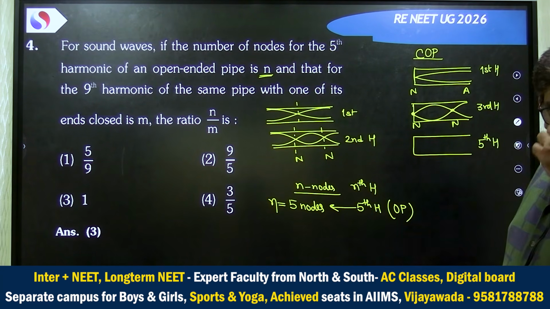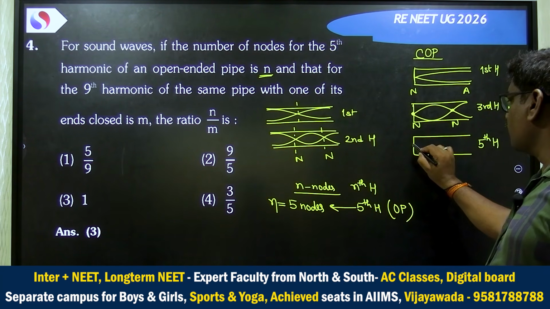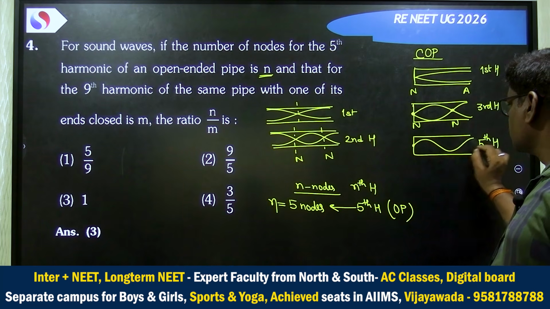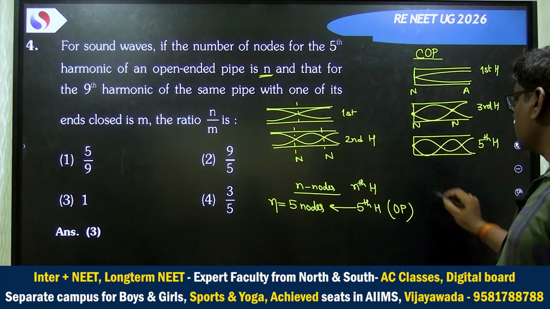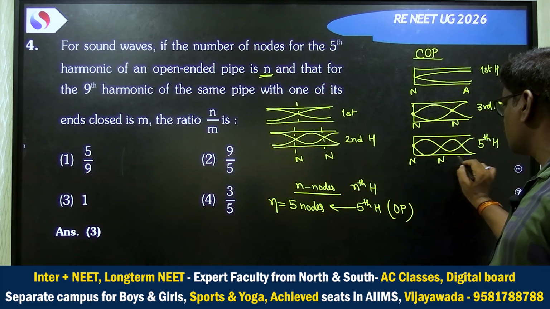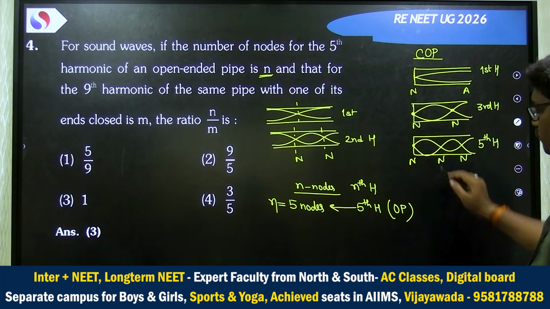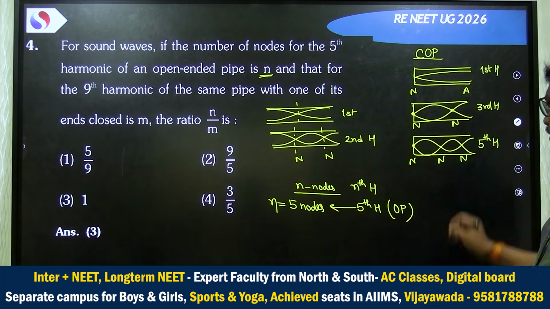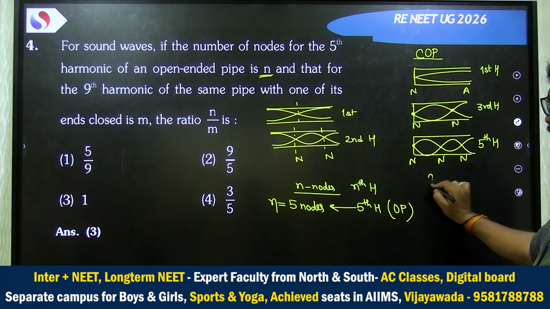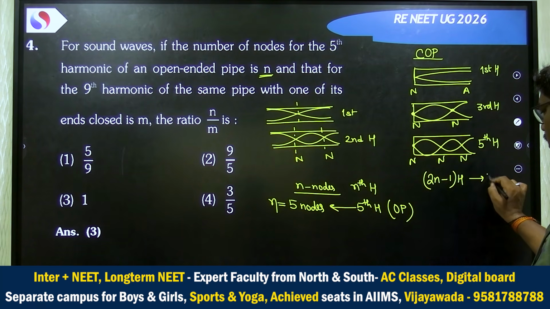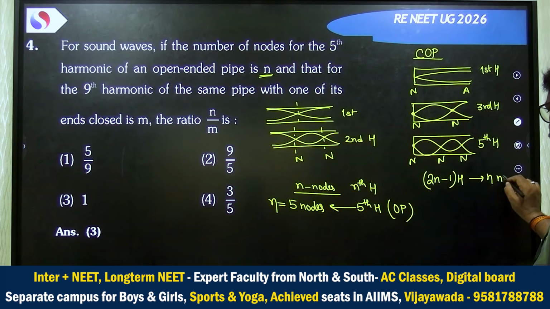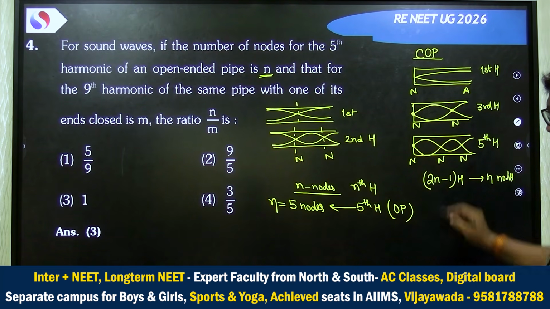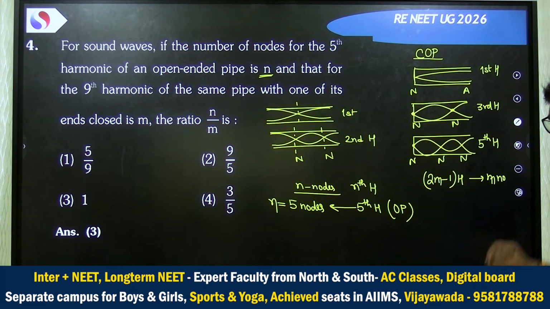I am just showing these diagrams to follow one pattern. So this is the fifth one. Here also you can see this is the node, this is the node, this is the node. Fifth corresponds to 3 nodes, third corresponds to 2 nodes, first corresponds to 1 node. That means if we are talking about the 2n minus 1 harmonic, then the number of nodes is n. If I am talking about the 2m minus 1 harmonic, then m is the number of nodes.